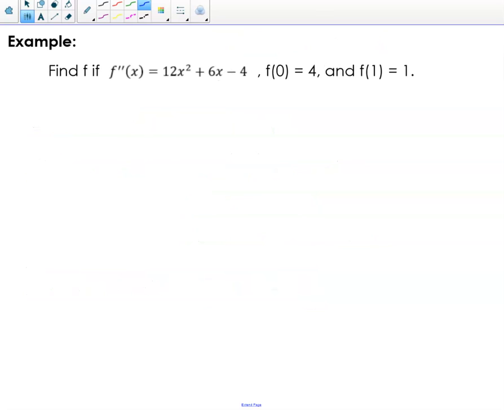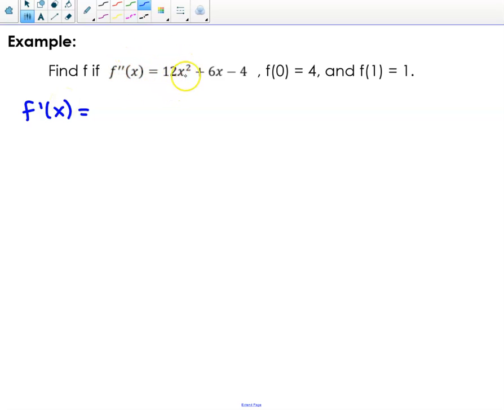Okay, so we're going to look at another one. So here, find f if f double prime is equal to this, and then we're given two conditions. So we have the second derivative, so that means we have to find the antiderivative twice in order to get to the original. So first thing we'll do is find the first derivative, because that's going to be the first antiderivative that we're doing from the second.